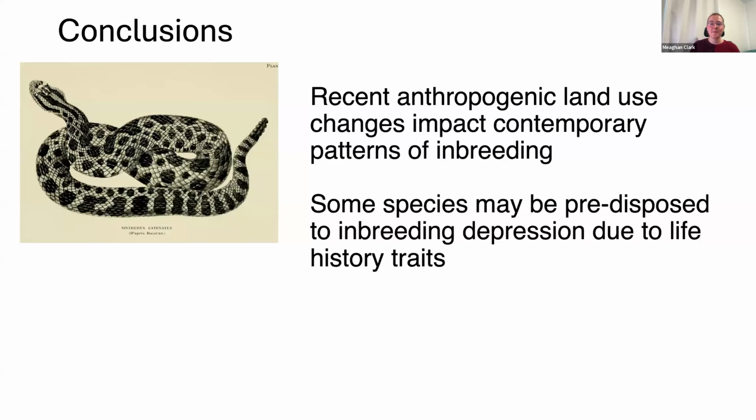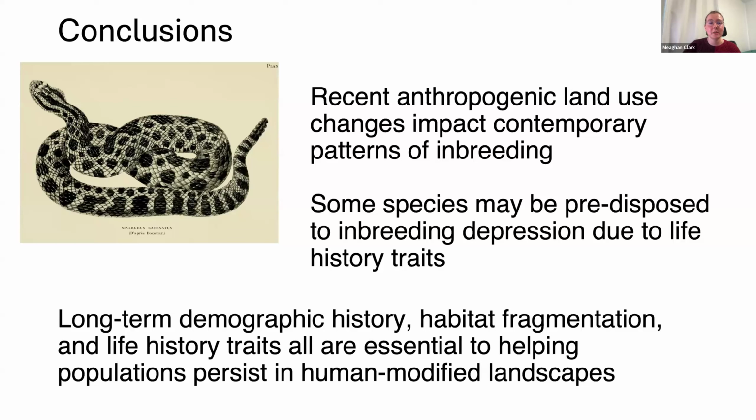And I think this emphasizes that some species may just be at higher risk of inbreeding depression than others due to their life history traits. And so it's important to take a holistic view of demographic history, contemporary habitat fragmentation, and basic biology when helping populations persist in human-modified landscapes.